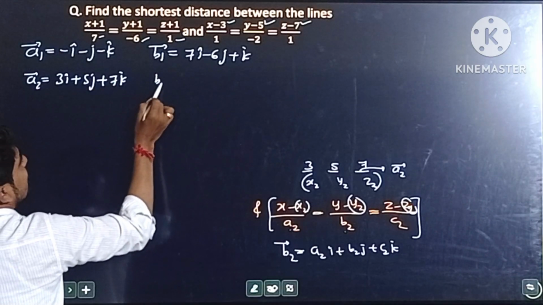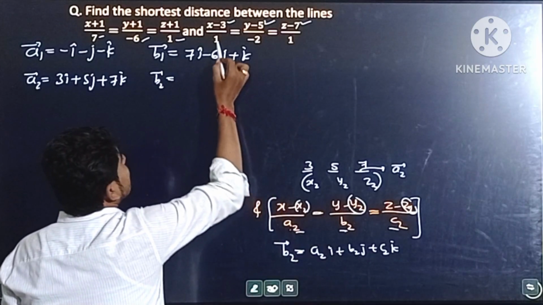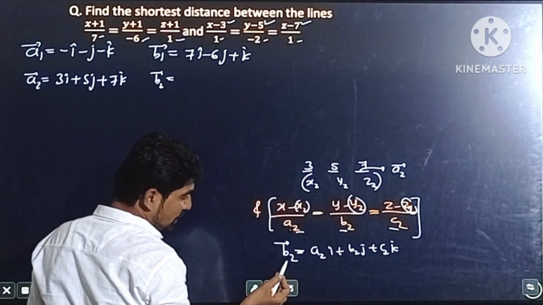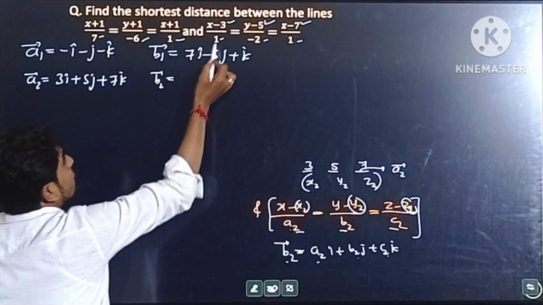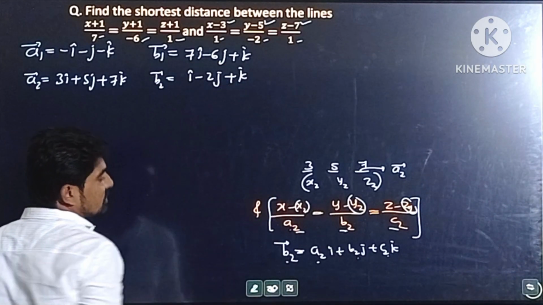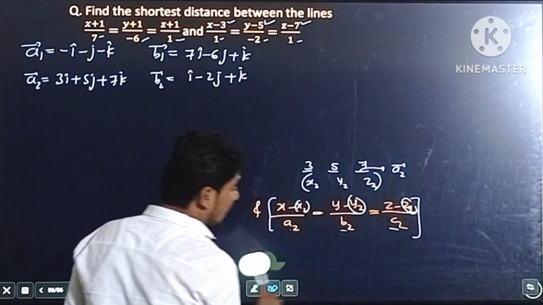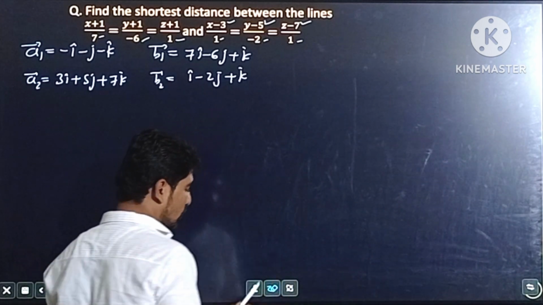And similarly, the B2 vector: the values of A2, B2, C2 are 1, minus 2, 1. Hence, B2 vector is A2i plus B2j plus C2k. Therefore, B2 vector is 1i minus 2j plus k. So finally, we got the A1 vector, B1 vector and A2 vector, B2 vector.